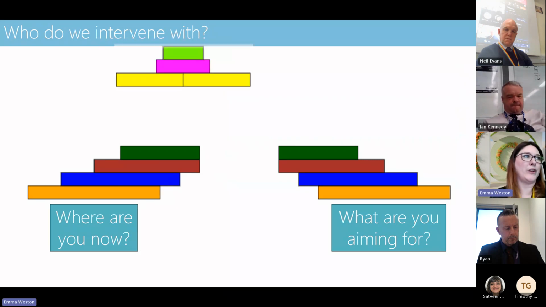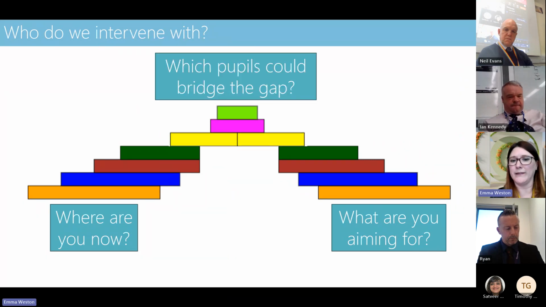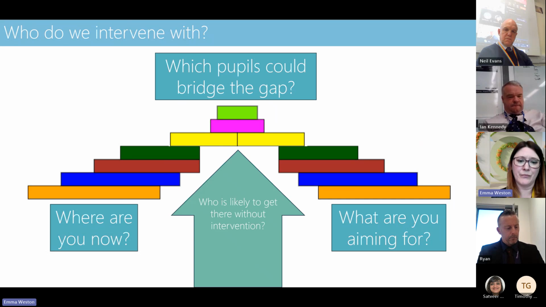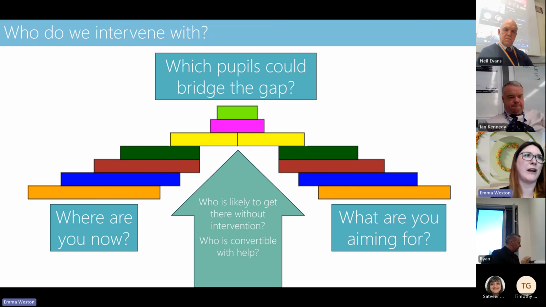Then we're considering which pupils are genuinely going to be the ones that could bridge the gap. There might be some who aren't currently achieving those grades that you're aiming for, but you know that actually they can get there themselves without intervention. It might be that we need to target somebody else who's convertible but needs our help to get there. If we leave them as they currently are, they are not likely to get there. But with the right kind of push and filling in the right kinds of gaps for them, they could get there.